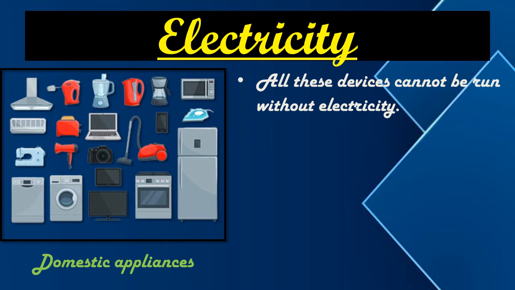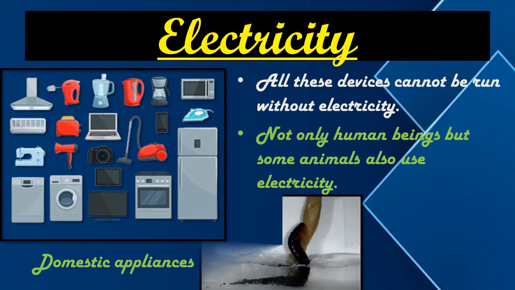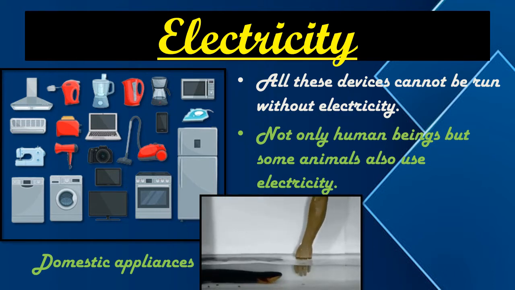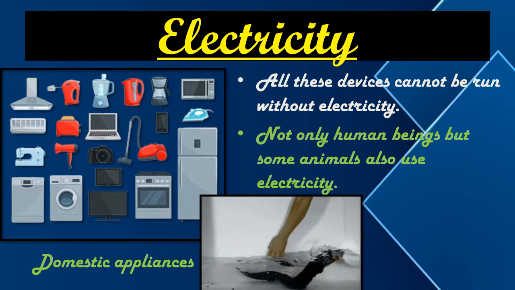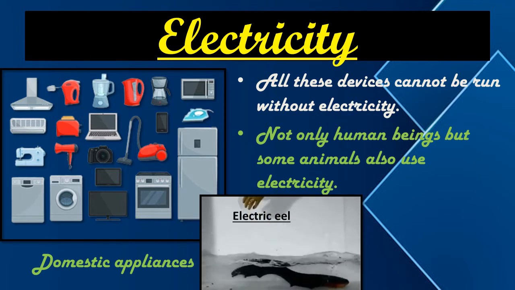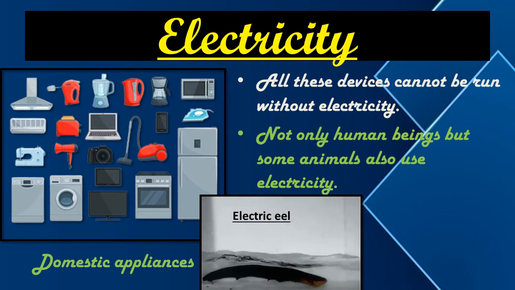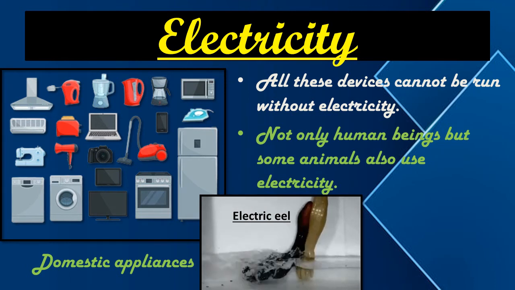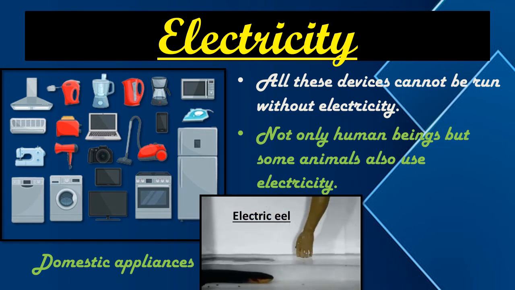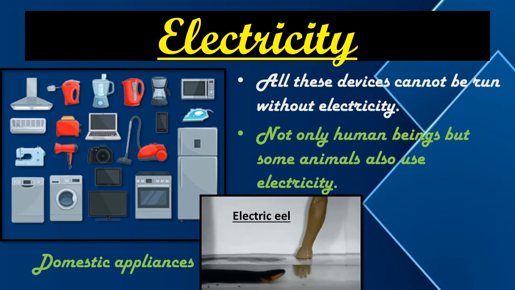Not only human beings but some animals also use electricity. So let's see how. Here, students, you can observe the eel. This is an electric eel, that is, fishes such as eels use electricity to catch their prey and also for self-defense. So this electric eel uses electricity for self-defense, or to catch its prey, or to defend from its enemies.